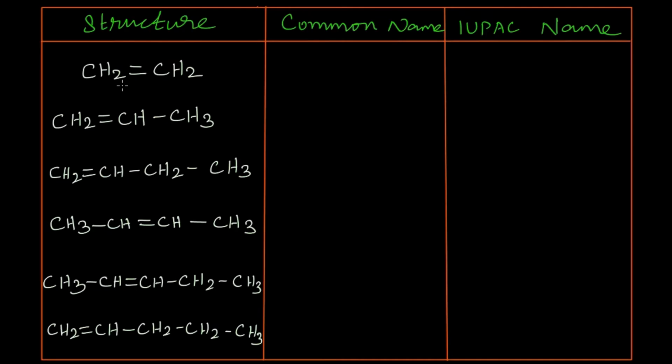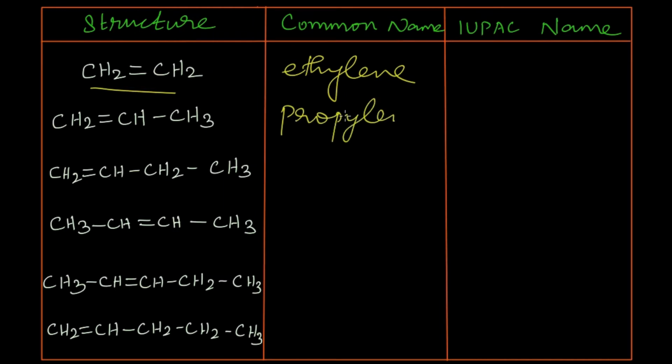Now we are going to name the common names for these compounds. For this compound, the common name is ethylene. For this, there are 3 carbons, so it is called propylene. This is butylene. For 3 and more carbons, we have to check whether it is a straight chain or a side chain. So this is a straight chain, so it is named N-butylene.